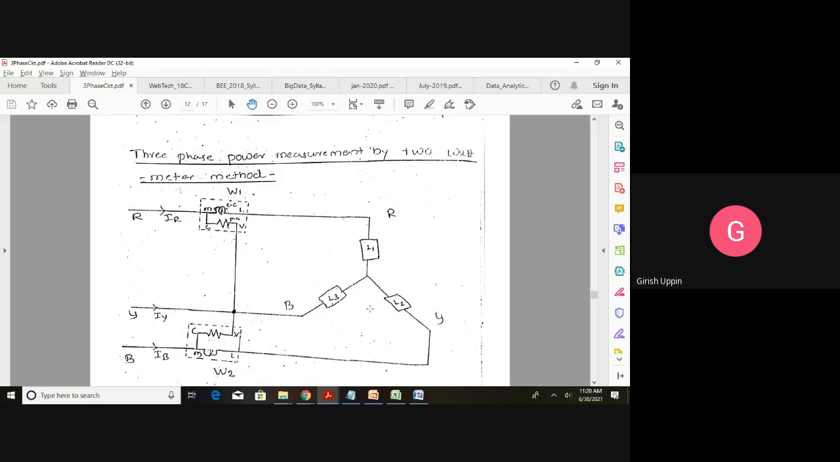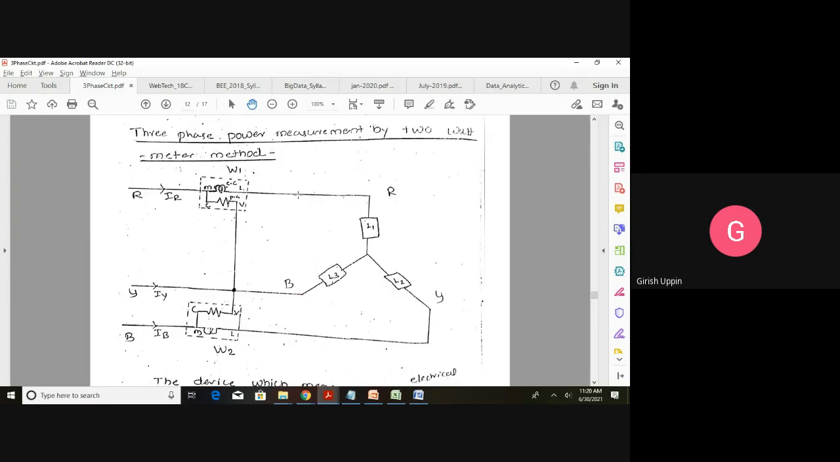But there is another method, where instead of using 3 wattmeters, we can use just 2 wattmeters and measure the power. That is called the three-phase power measurement by 2 wattmeter method. So we will see in this particular circuit diagram, we have the three phases, and we have 2 wattmeters, wattmeter 1 and wattmeter 2. The further discussion on this topic, we will look into in the next session.